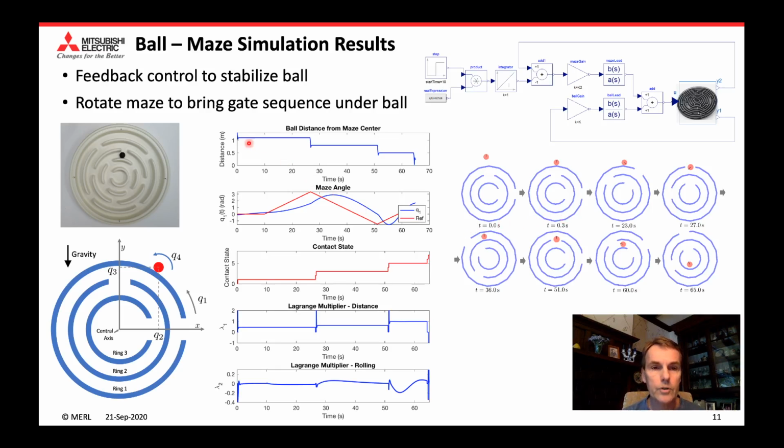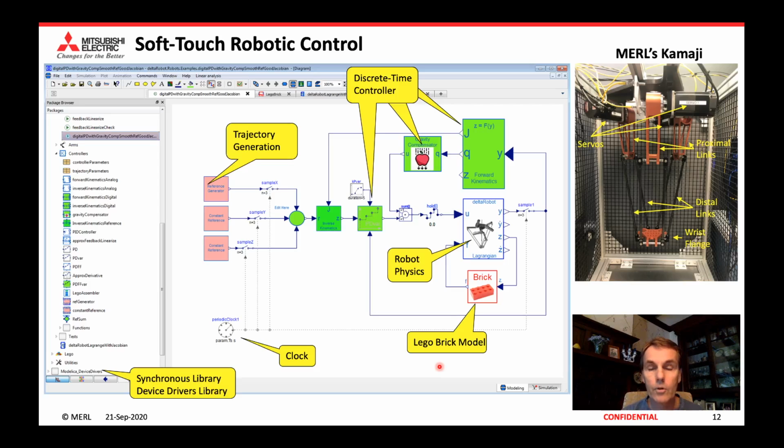So here's just a simulation where we start the ball outside the outer ring. It basically bounces through as we rotate the maze back and forth through all the gates and gets into the center. This is just a sequence of animations from the Dymola tool, which can be used to animate this. And you can see that after two or three rotations, the ball's in the center, and it goes through a sequence of contact and non-contact. And I'm happy to make this Modelica code available to anybody who would like to play with this problem. So the real problem we're after is this soft touch robotic control.